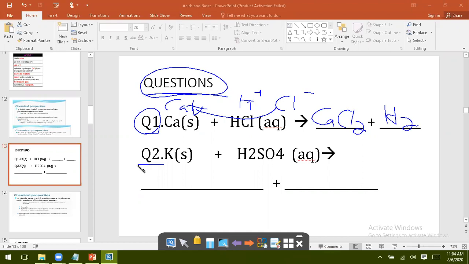Second example, potassium solid with acid. Products, you will have hydrogen gas, which is one of the products, plus the salt. Potassium will go with sulfate, so your salt is potassium sulfate, K2SO4.